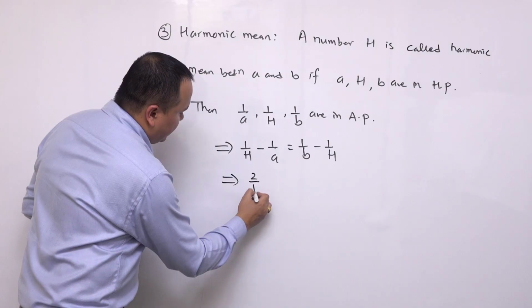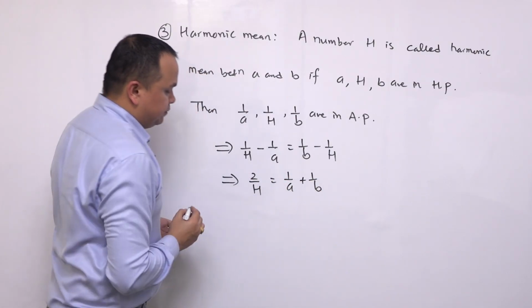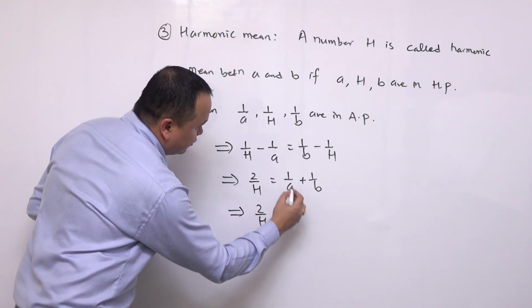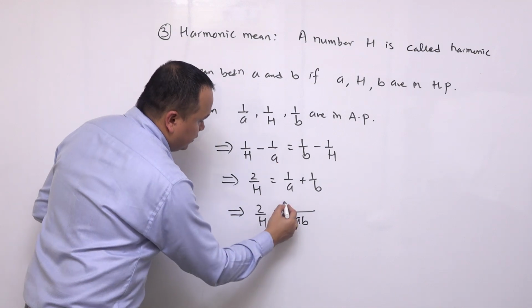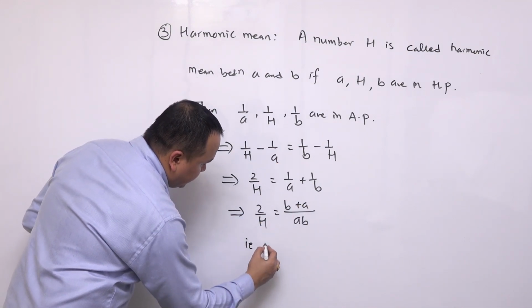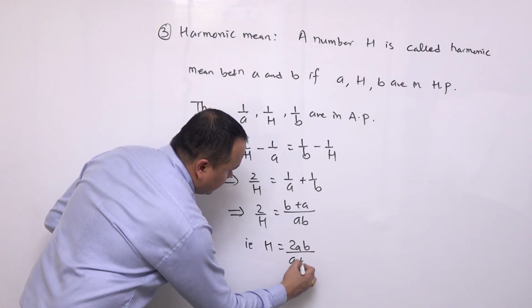This is 2 upon H is equal to 1 upon A plus 1 upon B. This implies 2 upon H is equal to LCM AB, that is B plus A, that is H is equal to 2AB upon A plus B.